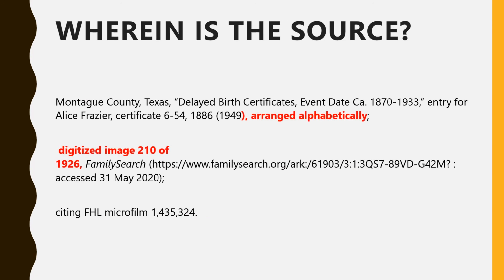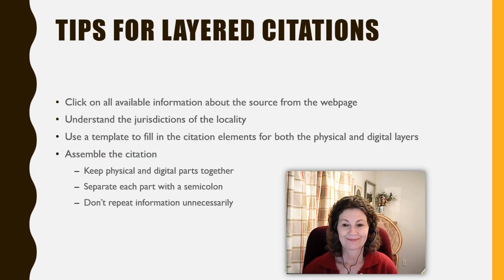Where in is the source? Okay, this is a little tricky. Remember that when we looked at the birth certificates at the beginning of the microfilm, we saw that they were arranged alphabetically. And so that's important to know that we've got that information. Now for the digital layer, we have an actual image number. And so that's really helpful to know if we were to just be looking at it by image number.